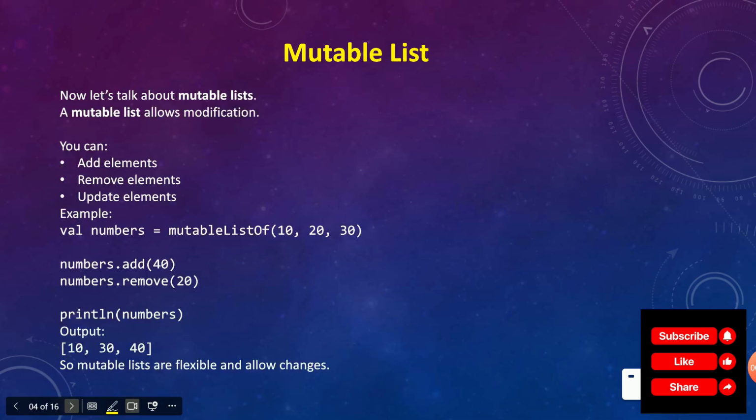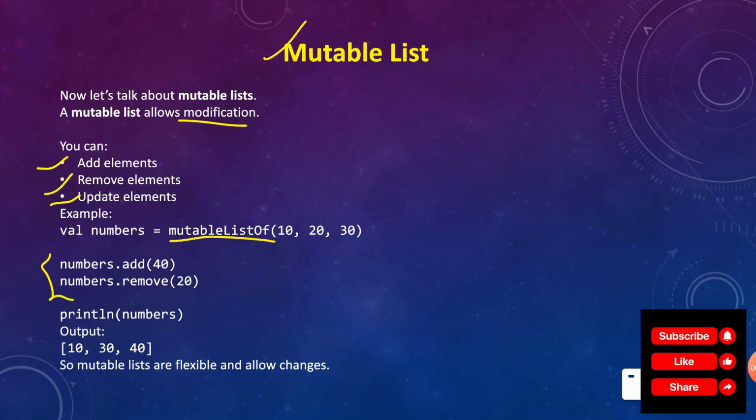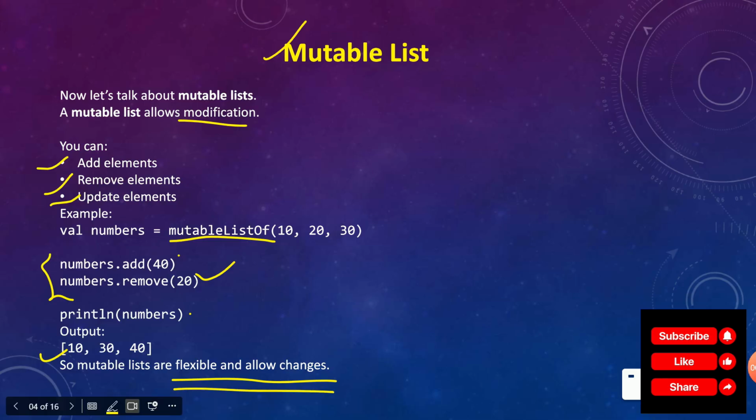But now let's talk about the mutable list. A mutable list allows us to modify. We can update or modify that particular list. We can add, remove and update elements. For example, you can see here mutableListOf 10, 20 and 30 numbers, that is our list. We can add 40, or remove 20. So when we print, we will get 10, 30 and 40. So mutable lists are flexible and allow us to change that particular list.